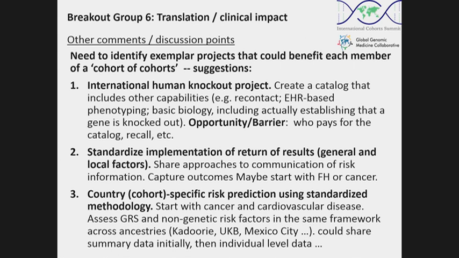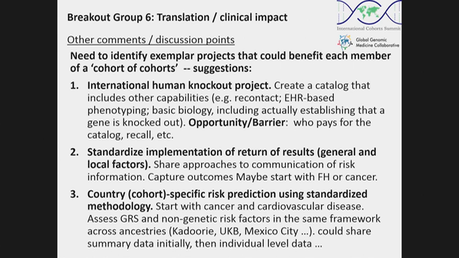And then, do they have capabilities, or are they willing to engage others in the basic biology of looking at the phenotypes that we get? And then there are, in fact, issues around establishing that a gene is actually knocked out when it looks like it's knocked out. And then the opportunity or the barrier is who pays for that. And it felt like that could be easily, not easily, but that could be a public-private partnership.